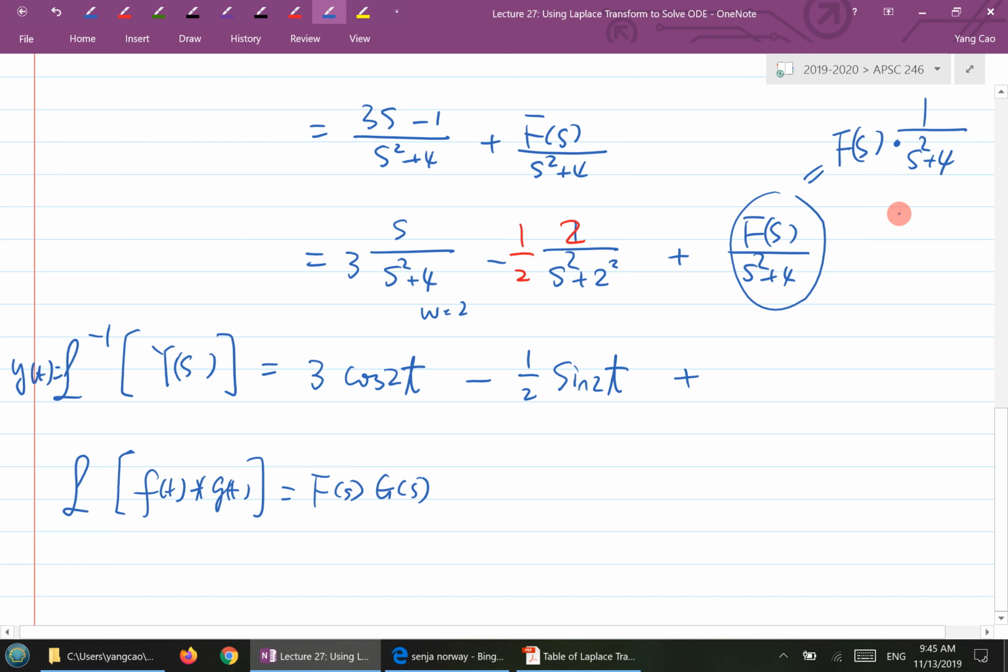So if I make use of that property here, when you have two s functions multiplied with each other, its inverse Laplace should be the time function for this one, which is f of t, the input, convolved with the inverse Laplace of this one, which is very much like this one here. That's essentially 1/2 sine 2t. So this term basically is the input convolved with 1/2 sine 2t.